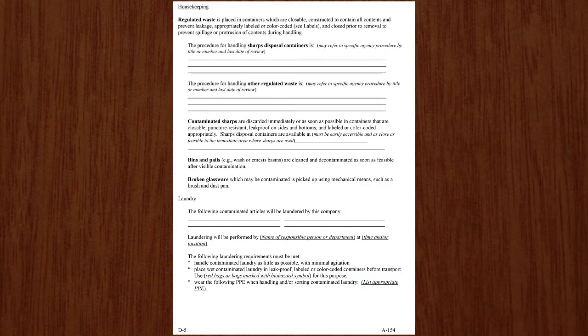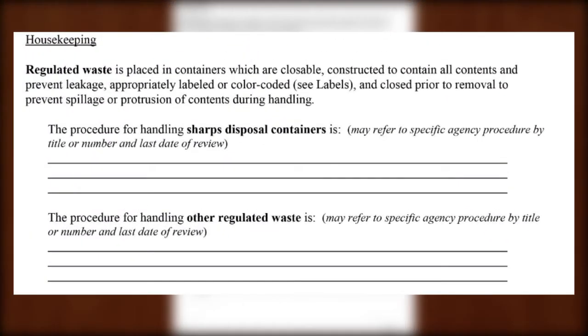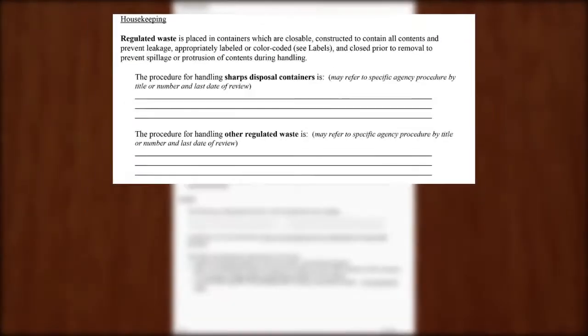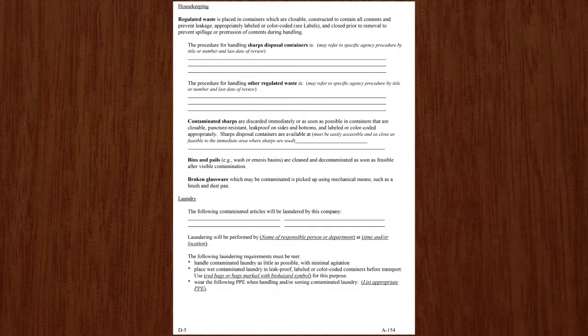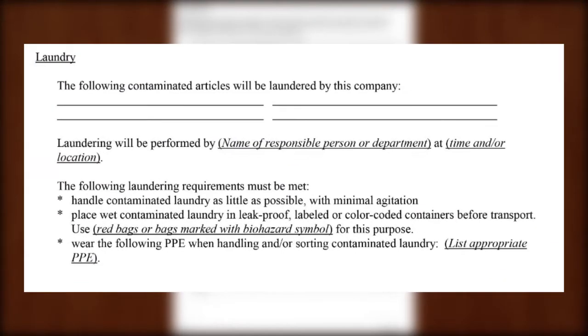On to housekeeping. This section mainly deals with regulated waste. What do you do with your used Sharps and regulated waste? Where does that go? Housekeeping is concentrated on waste and cleanup. And in laundry, what articles are going to be laundered routinely by an employer? Whether you sent it out or it remains on site, you need to identify that. For example, if employees wear scrubs and those scrubs stay on site to be laundered, or if you contract an off-site facility to launder contaminated laundry, you'll want to state that.